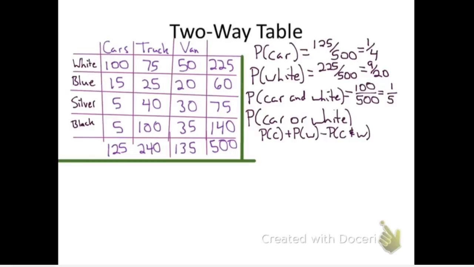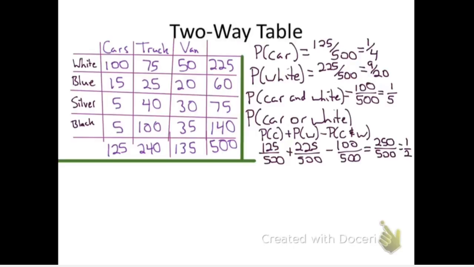So the probability of the cars was 125 over 500, plus the probability it's white was 225 over 500, minus 100 over 500. Now I get 125 plus 225 is 350, minus 100, it turns out to be 250 over 500, or 1/2.